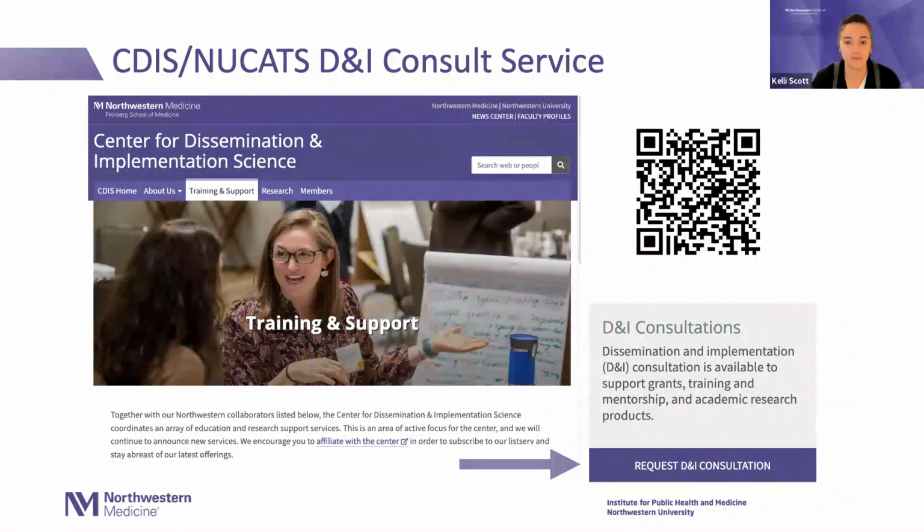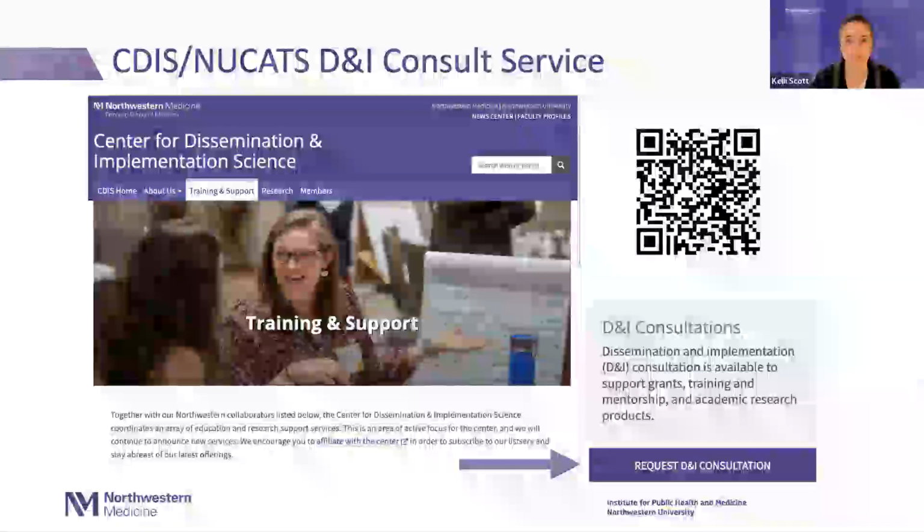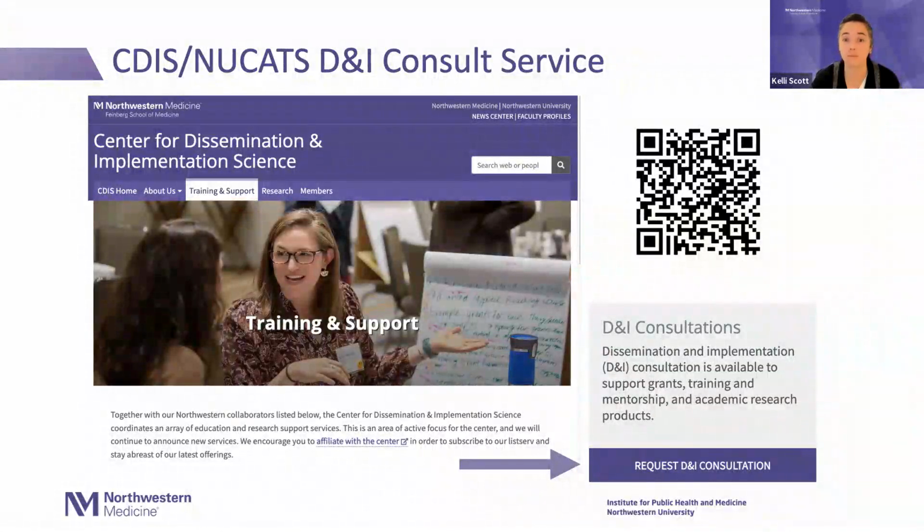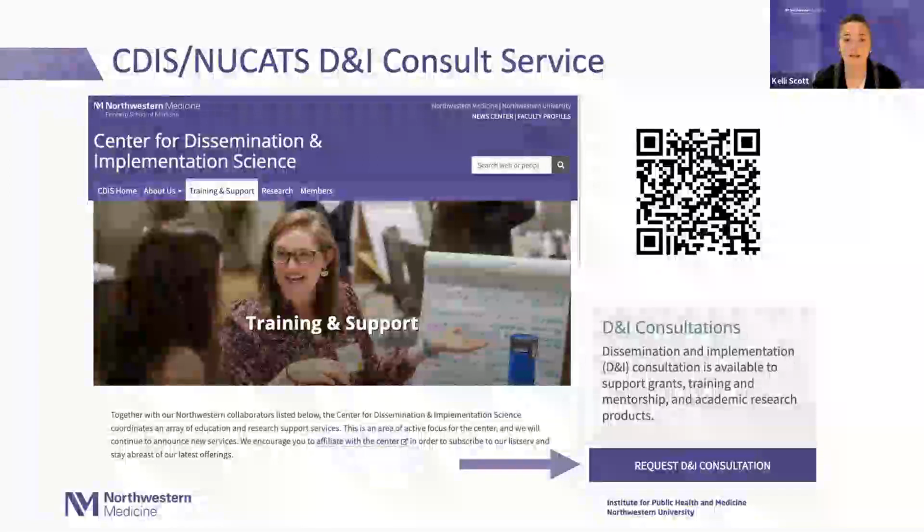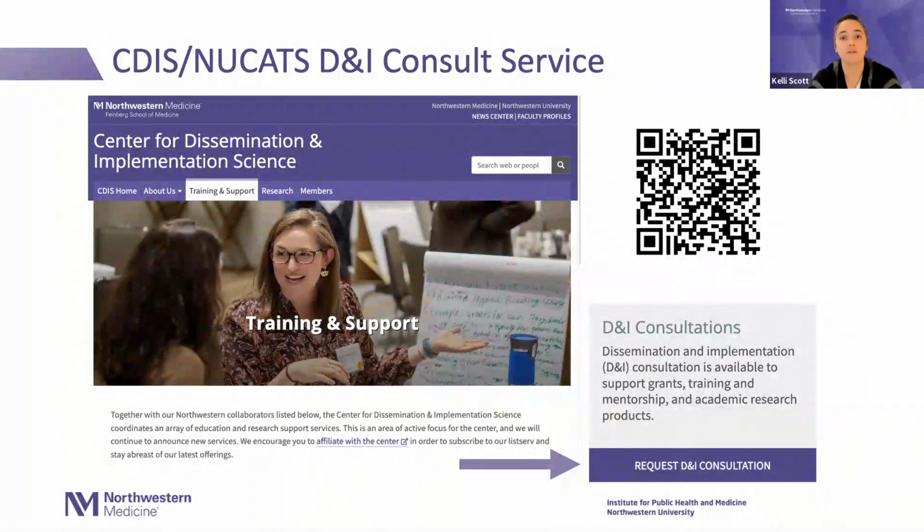Many of you may be familiar with this already, but I wanted to highlight our collaborative CDIS NewCATS D&I consult service. I am directing this service along with collaborators at CDIS and our broader network of implementation science experts at Northwestern. You'll see the QR code here on the right side of the slide. You can get to our website there and go to the training and support link, and you'll see a little box where you can actually request a D&I consultation. If you could go to the next slide for me.